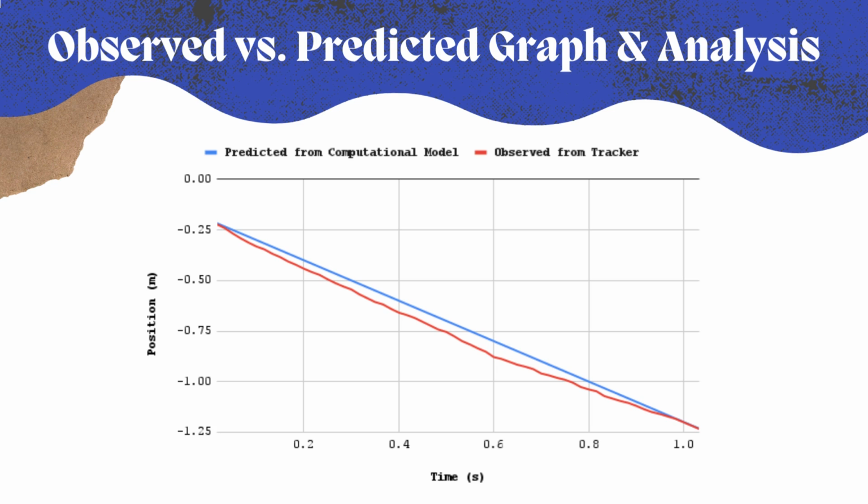This is my observed versus predicted graph, which displays the position time data corresponding to the computational model on the blue line and from Tracker on the red line. As you can see, the lines are very similar, but at the same time very different. They both follow a negative slope, but the observed data is clearly not as consistent as the predicted data, as seen through the slight variations in slope on the red line. This is most likely due to friction and air resistance in the model, as well as slight inconsistencies in timing and location of the markers in the Tracker model.